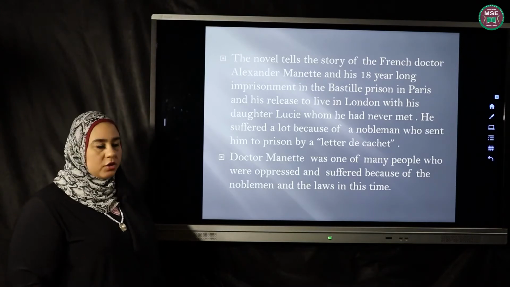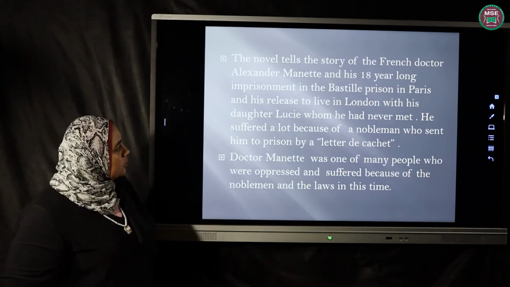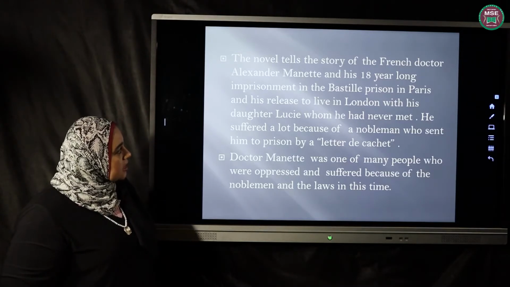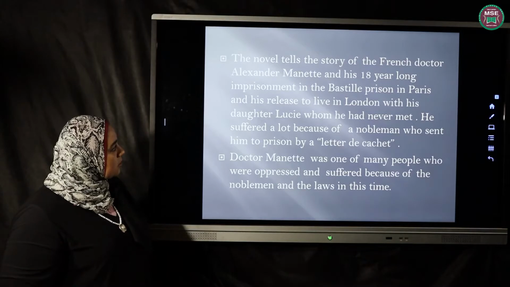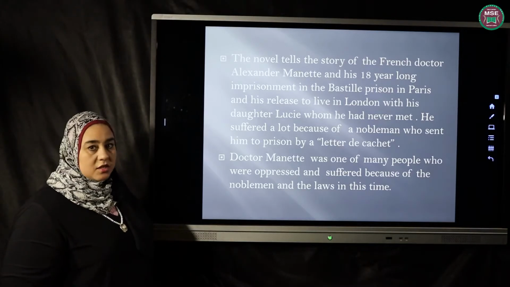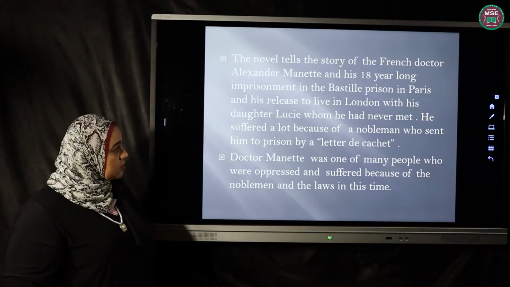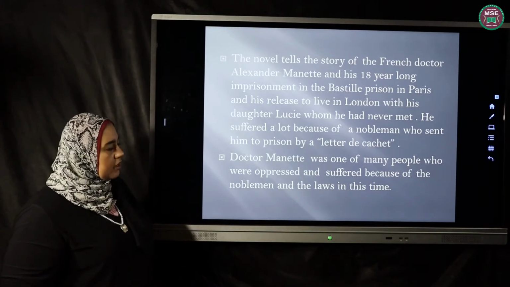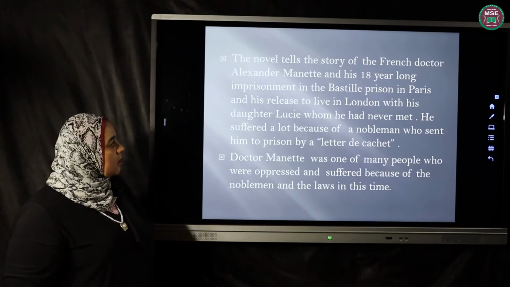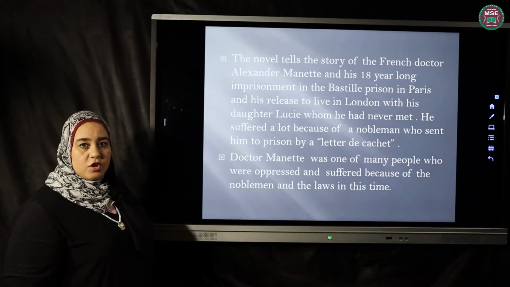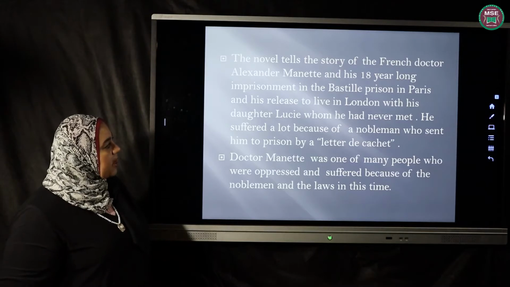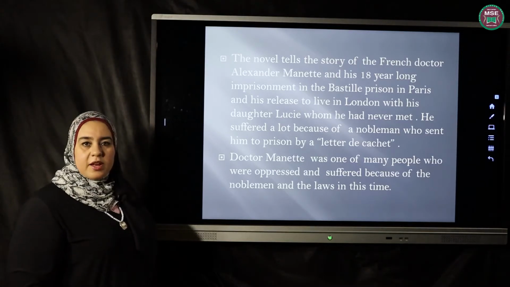for the revolution. The novel tells the story of the French doctor Alexander Manet and his 18-year-long imprisonment in the Bastille prison. This is a very famous prison in Paris. And his release to live in London. He had been set free after 18 years of being in prison, with his daughter Lucy, whom he had never met. He had never met his daughter.